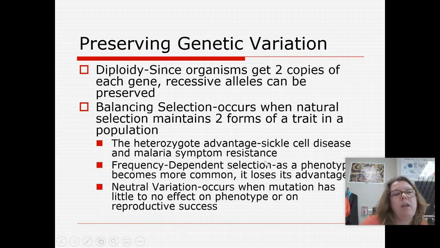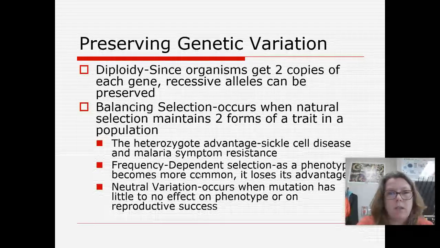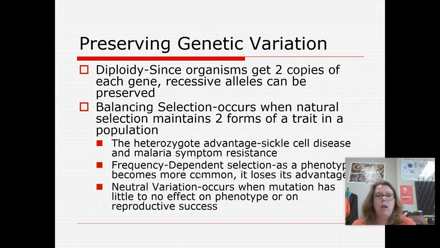Frequency-dependent selection: as a phenotype becomes more common, it loses its advantage. For example, the example that comes to mind is a predation example. The startle reflex. I don't know if you realize, but you startle in the direction of your dominant hand. So if you're right-handed, when somebody jumps out and scares you, you startle a little bit to the right, which, I'm backward, my camera is showing me backward. But if you are left-handed, you would startle in the other direction.